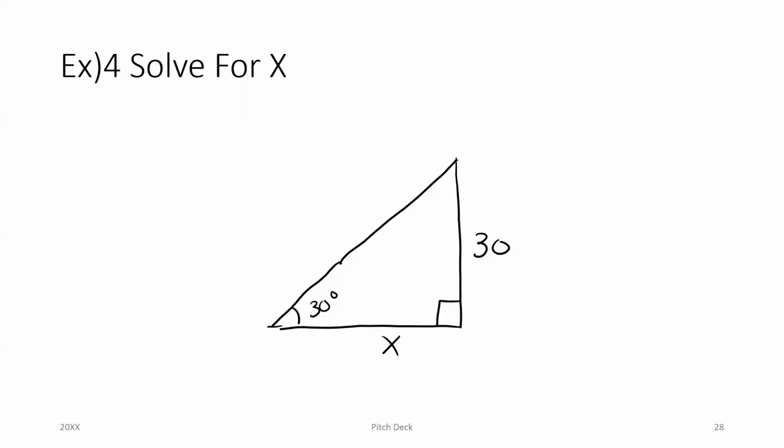Hello, this is part two of right triangles. So let's just continue. On example four, it says solve for x. x is not an angle, it is a side length. So what should we use?